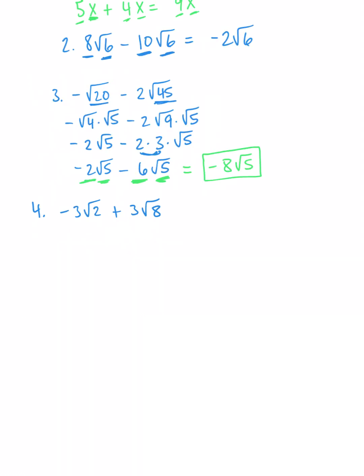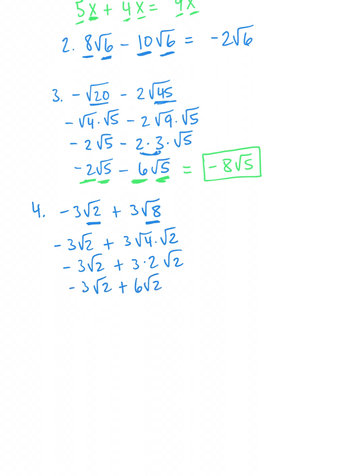We cannot add these together yet because this has a square root of 2 and this has a square root of 8. So we'll simplify first. We can't simplify the square root of 2, but we can simplify the square root of 8. That's the square root of 4 times the square root of 2. We know that the square root of 4 is 2. So this is 6 times the square root of 2. Now that we have square root of 2 here, square root of 2 here, we can do negative 3 plus 6. So we have 3 times the square root of 2 is our final answer.